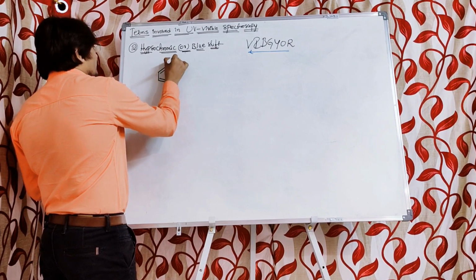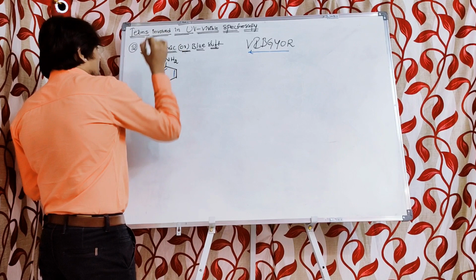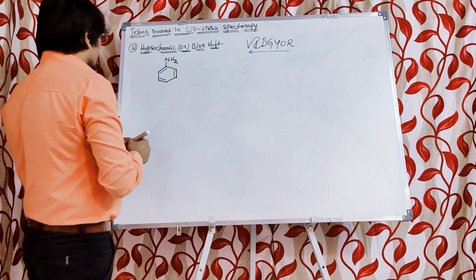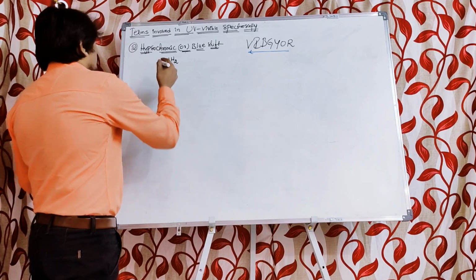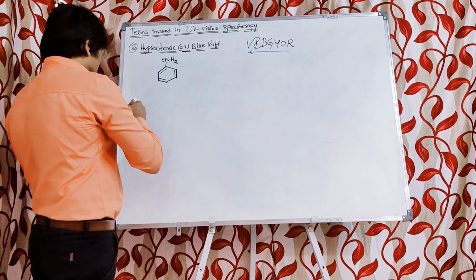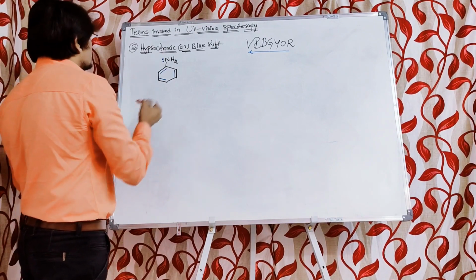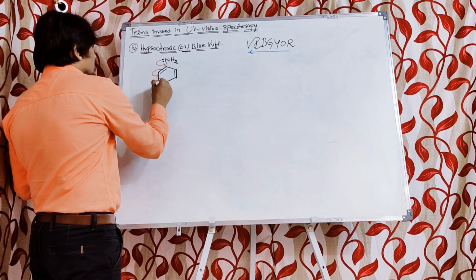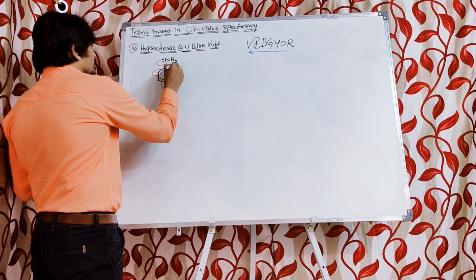So we have discussed this as the example in the bathochromic shift or red shift, right? So now, how many electrons are involved in conjugation, students, in the aniline? 8 electrons, already we have discussed. 8 electrons are involved in conjugation.